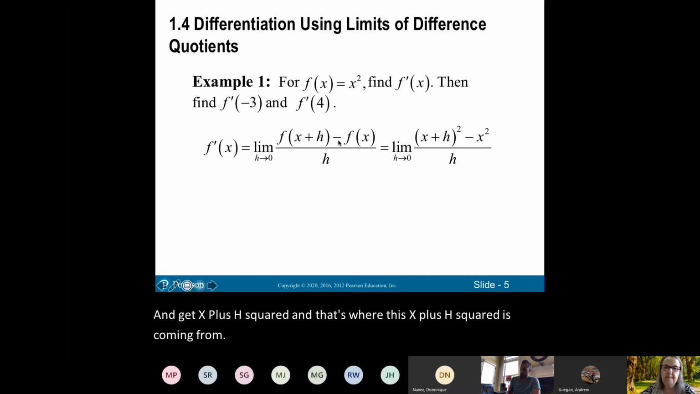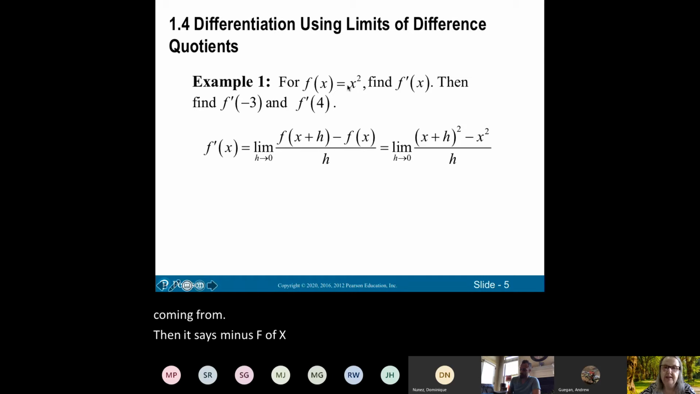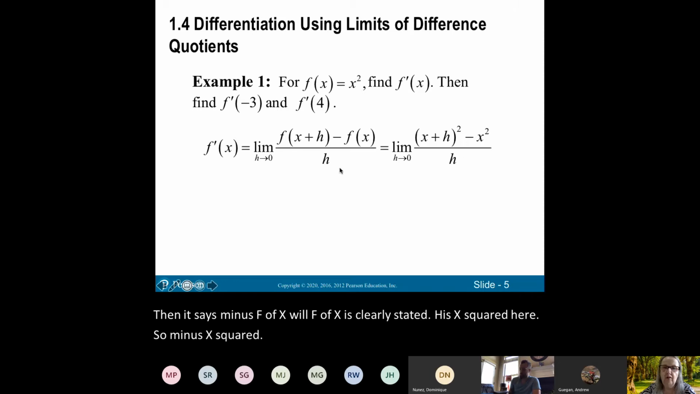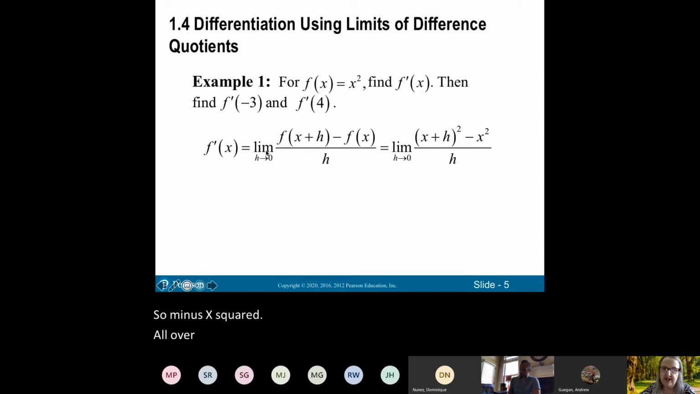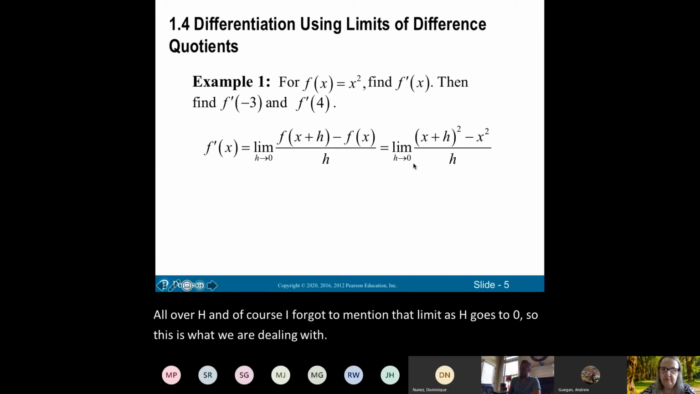Then it says minus f of x. Well, f of x is clearly stated as x squared here. So minus x squared all over h. And of course, I forgot to mention the limit as h goes to 0. So this is what we are dealing with.